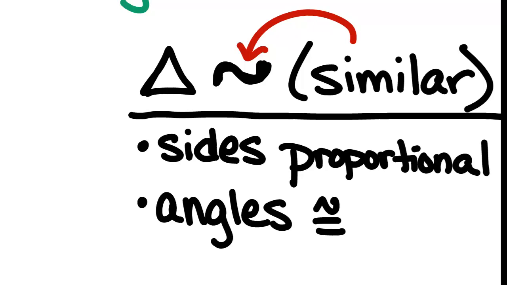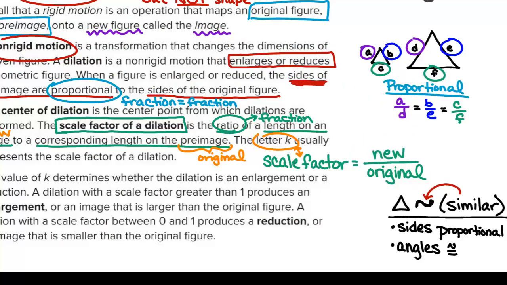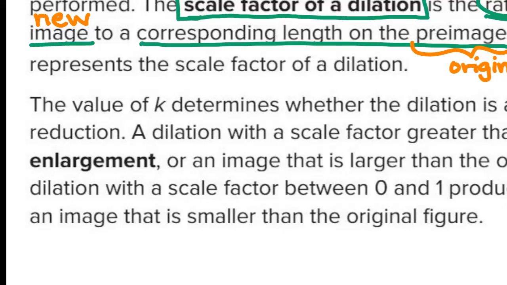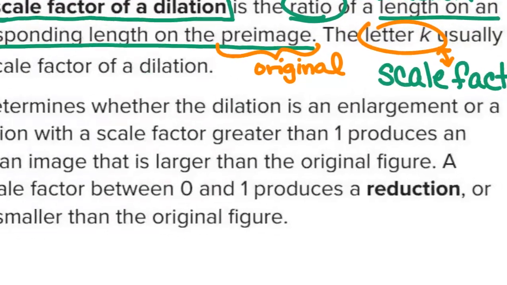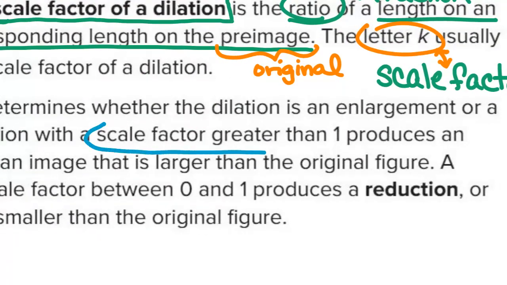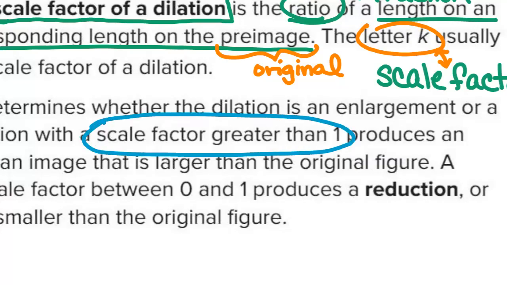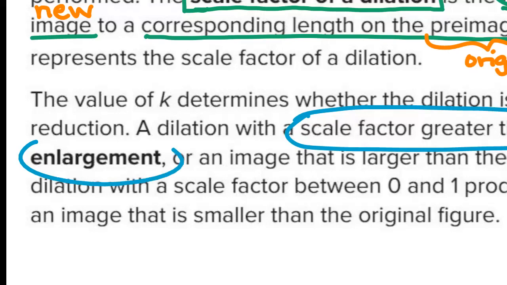Sides are proportional, angles are congruent. And then the last thing that I want to talk about before we actually start practicing some of this has to do with our scale factor. When I have a scale factor that is greater than 1, that is an enlargement.